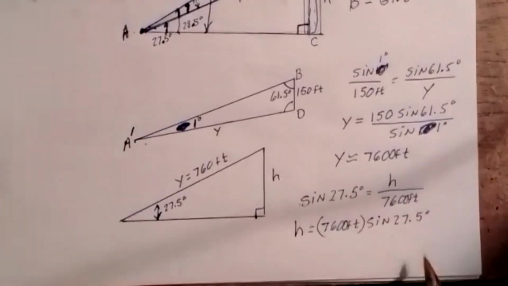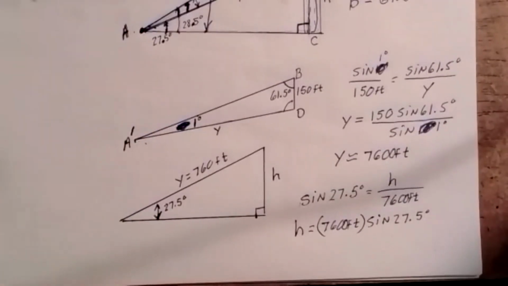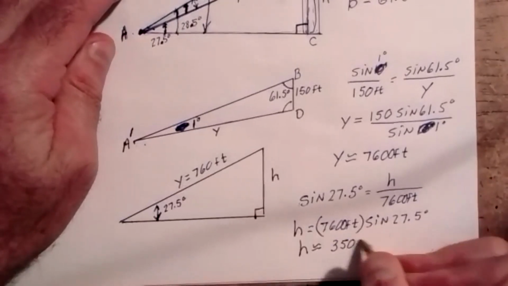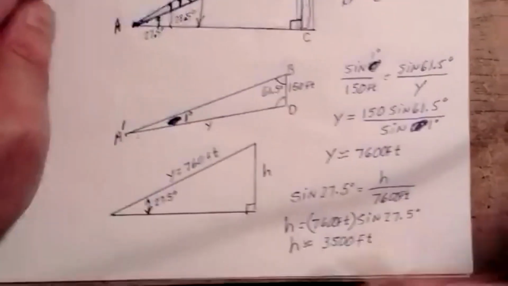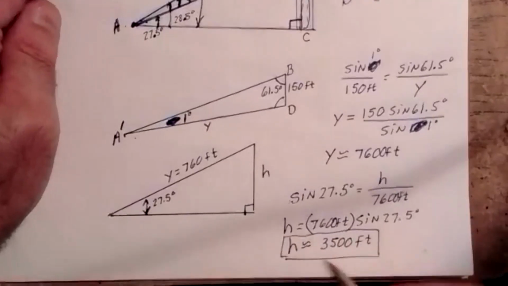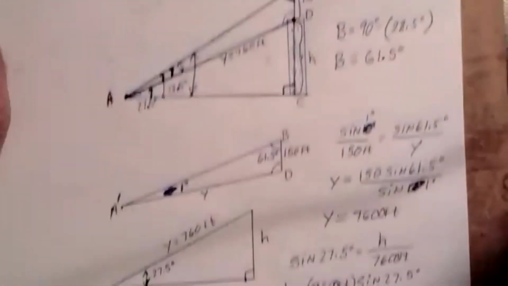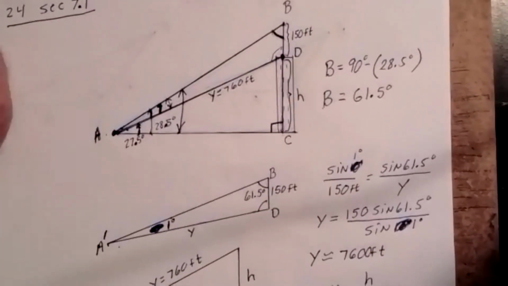And then the height of the building would be 7,600 feet times the sine of 27.5 degrees, which gives us approximately 3,500 feet, to two significant figures. So that is the height of the building. That's the idea behind doing the problem in a more direct fashion, as opposed to what I did yesterday.